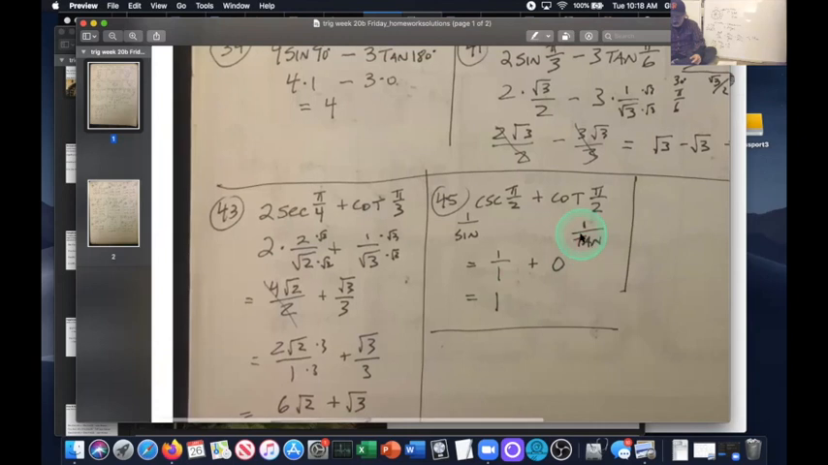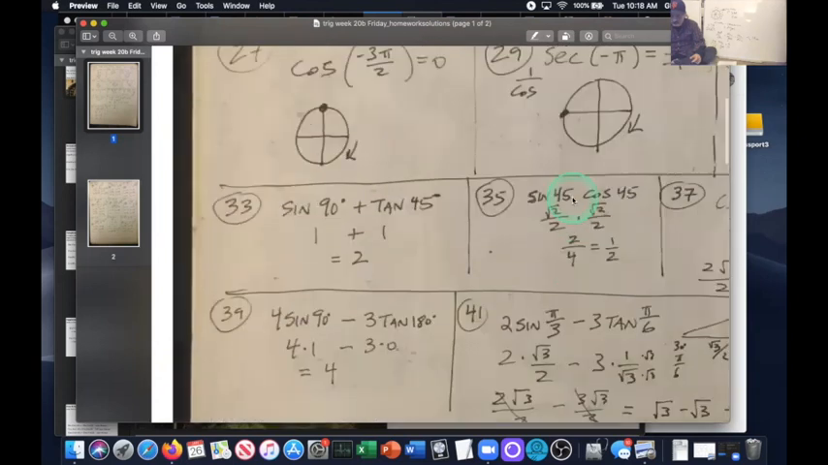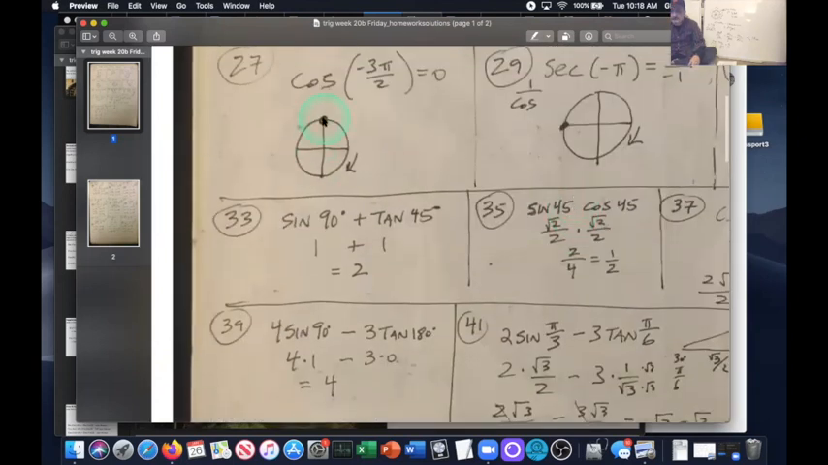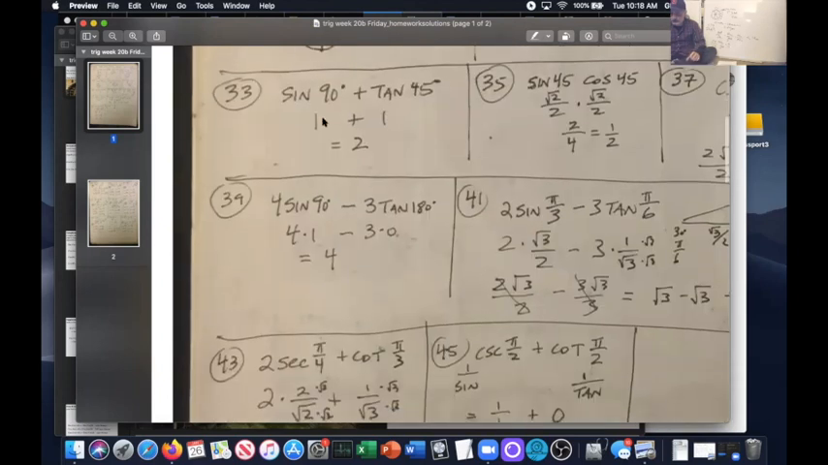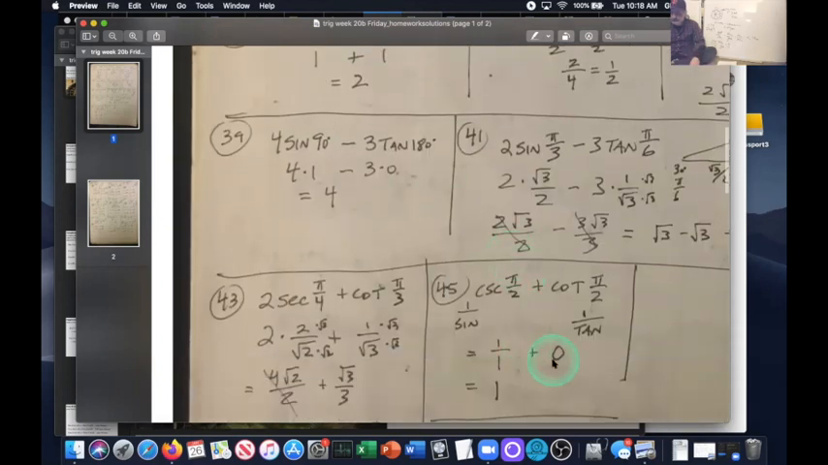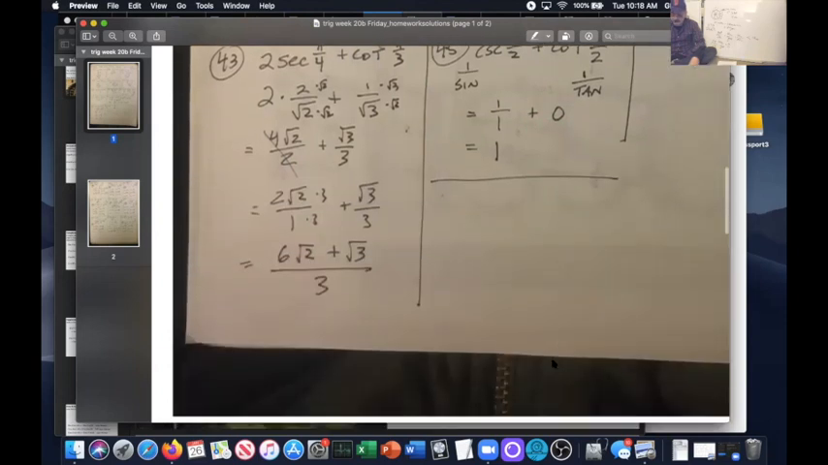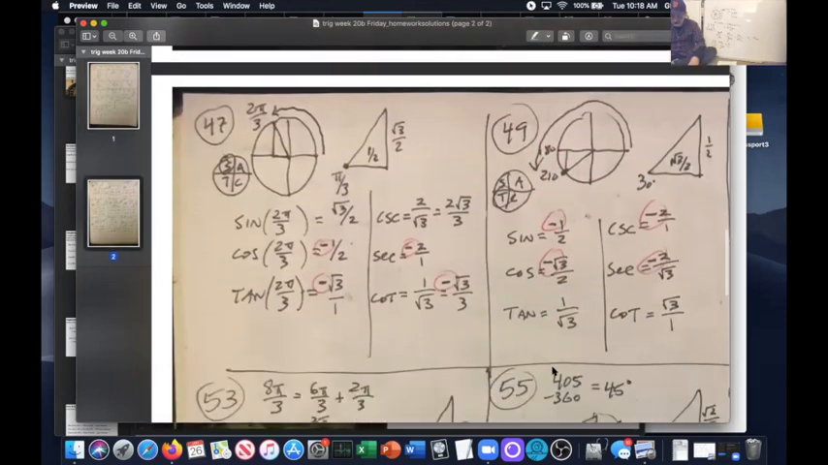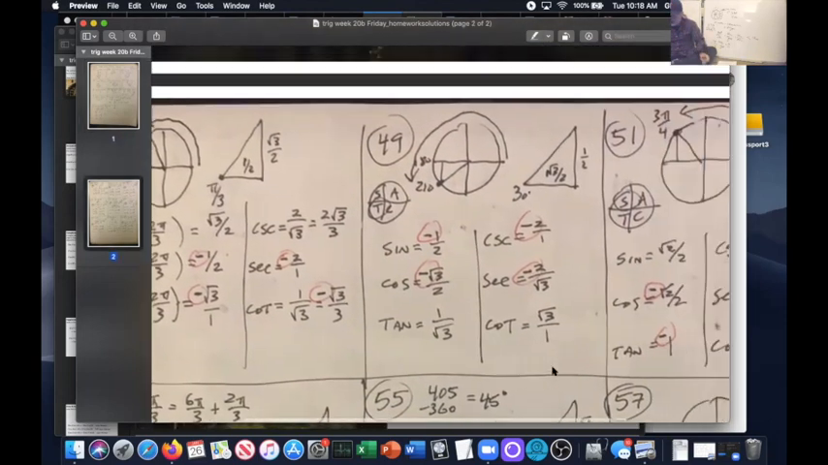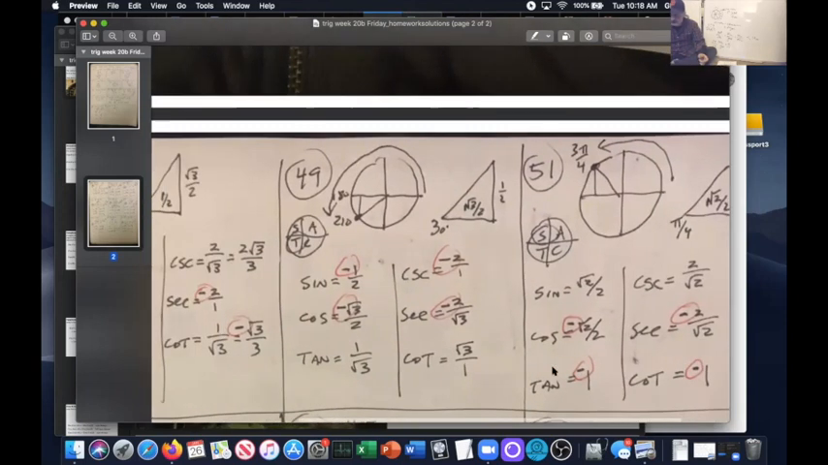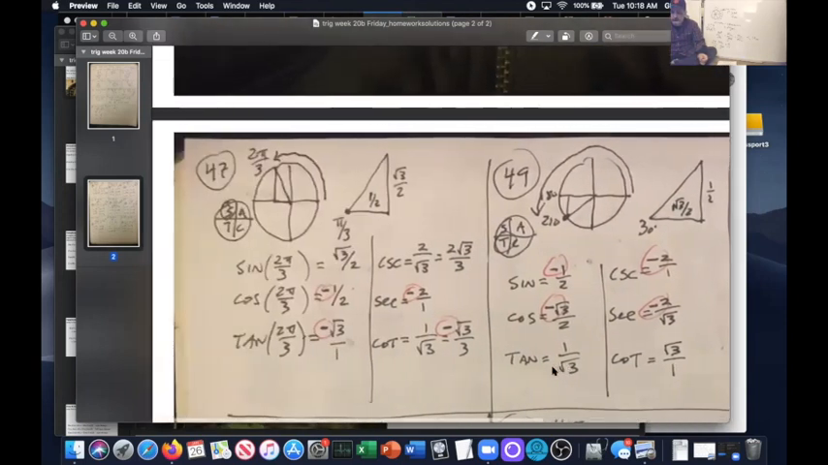And so pi over 2, remember that's the top location. So reciprocal of tangent would be x over y, right? So that's why that's 0, 0 over 1. Okay, and starting at 47 and onward, you had to use the unit circle a little bit and determine which triangle you're dealing with.